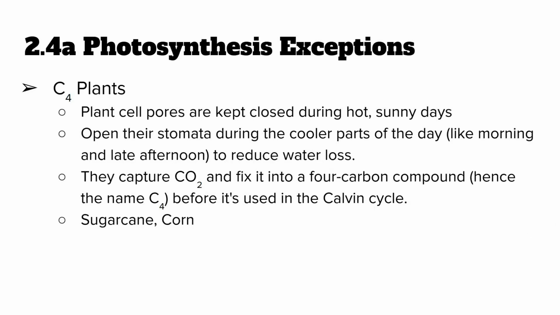So if a plant is not a C3 plant, it's either a C4 plant or a CAM plant or a couple other different options. We're going to worry about C4 and CAM just a little bit as exceptions that I want you to know. C4 plants live where it's hot and sunny, and they are concerned about water loss. So to prevent water loss, they're going to close their stomata so that water can't evaporate out of their leaves. That's a process called evapotranspiration.